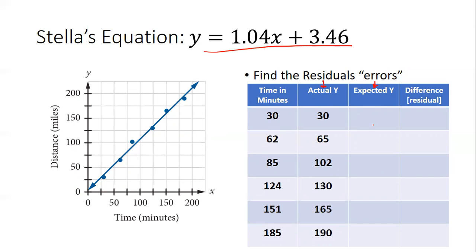So we're using this to find the Y, and your X values are never going to change because aren't they all traveling together for the same amount of time? Yeah. So why would their time change? It wouldn't, right? So their X values are going to all stay the same.